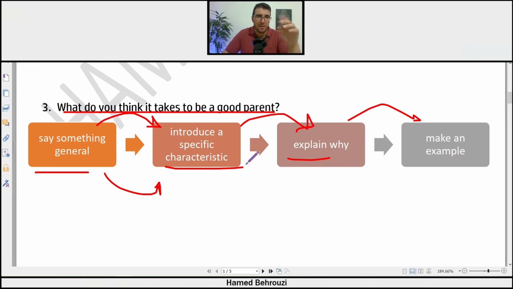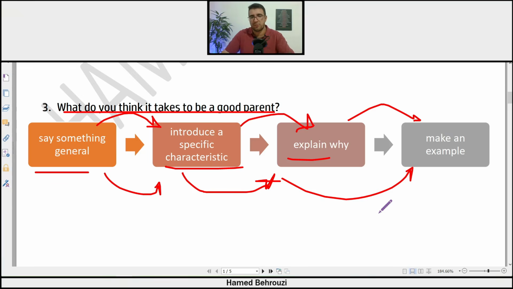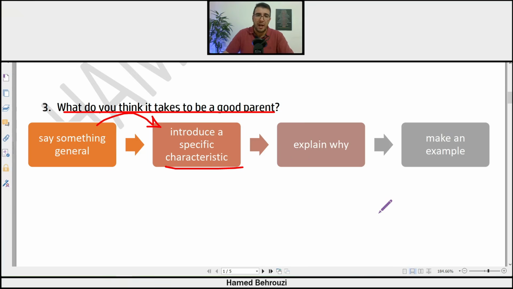Okay, if you have time and you haven't talked too much, go back: second reason, second explanation, second example. I usually tell my students to do it like this. Give the first idea, explain it, go with an example, then go with the second idea, just explain it. Don't give an example. This usually fills up the time that you have to talk. I hope this part was useful for you.